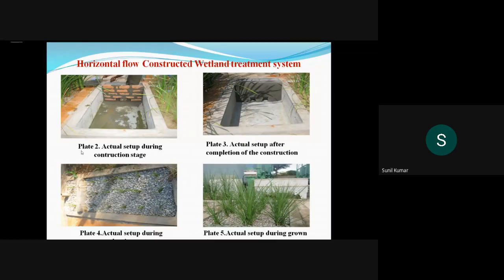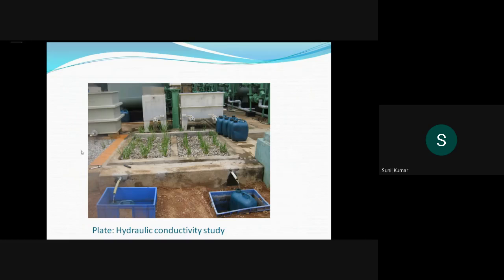Here you have to notice that these plants are grown in the gravel medium only. We used 20 mm size gravels, and the plants have been grown in that. 5% of soil has been used just to cover the roots, to protect them initially. Otherwise, they may die. Later on, they will grow by themselves. This is the fed water, and this is how the treated water is collected for further analysis and assessment.